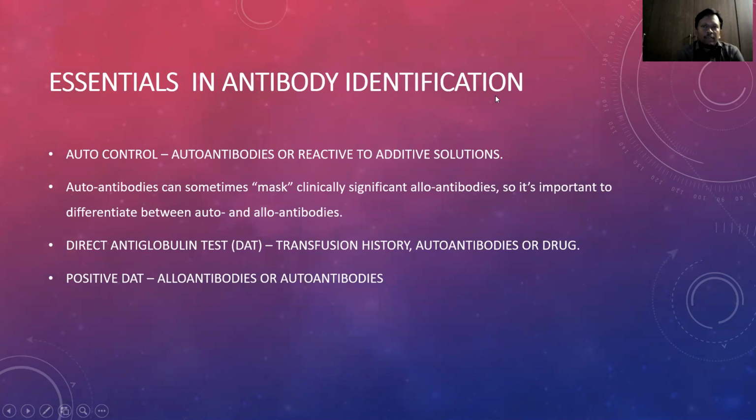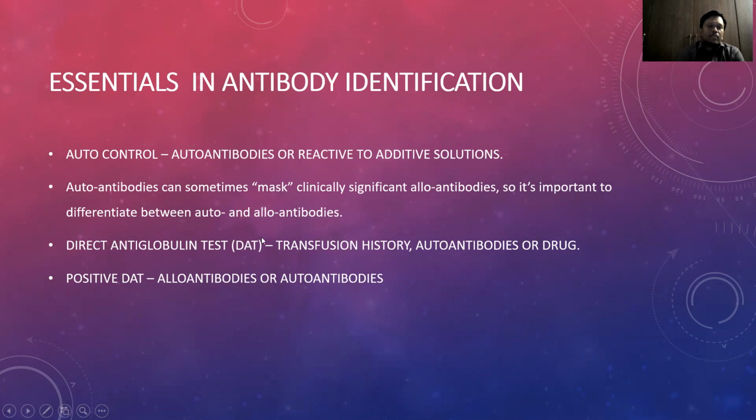Essentials in antibody identification. Whenever we are doing any antibody identification, there are some criteria we should follow. One is the auto control. This is done mainly to find out the presence of autoantibodies, or sometimes, very rarely, the patient's serum may be reactive to additive solutions that we use in the blood bank. The main issue with these autoantibodies is that they can mask clinically significant alloantibodies. So it's important to differentiate between autoantibodies and alloantibodies.